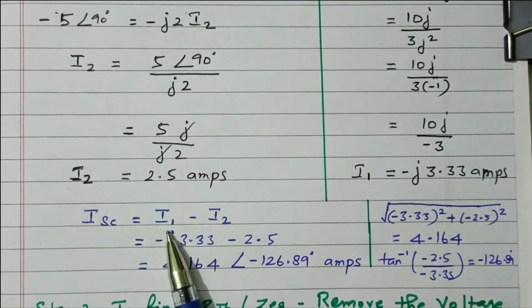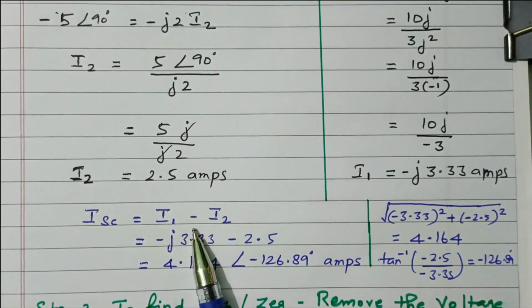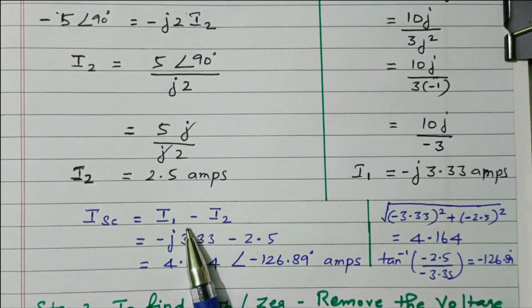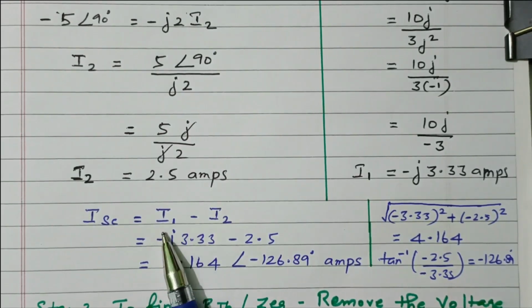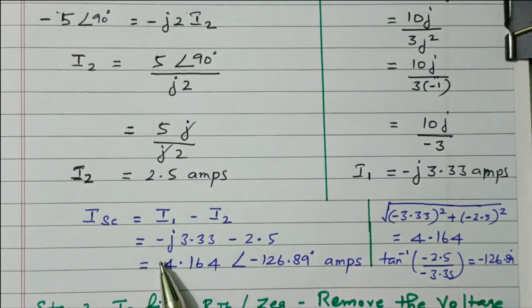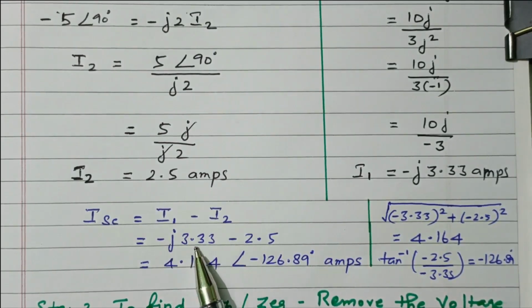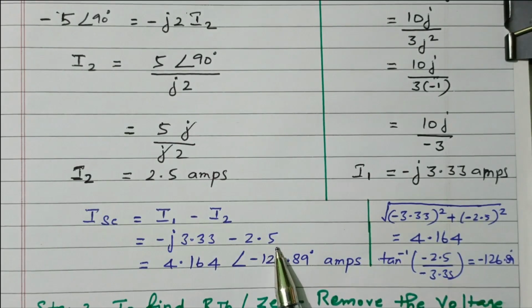Short circuit current is I1 minus I2. We already discussed in the network. It is clearly through the AB, I1 also flowing downwards, I2 also flowing upwards. Both the current directions are different. So that is I1 minus I2, minus J 3.33 minus 2.5. Right? This is I1, this is I2.